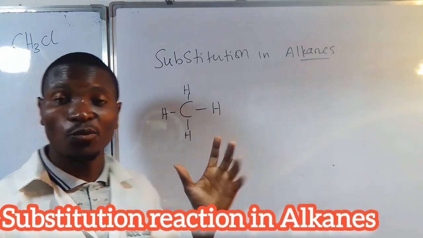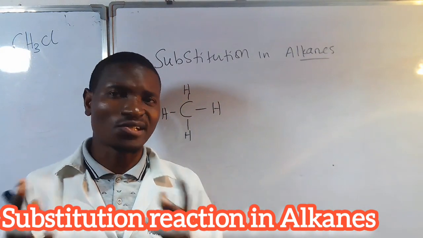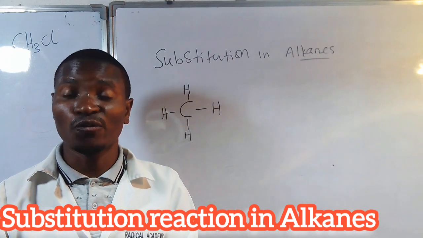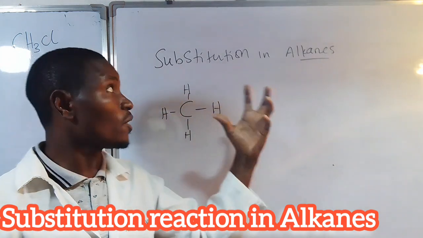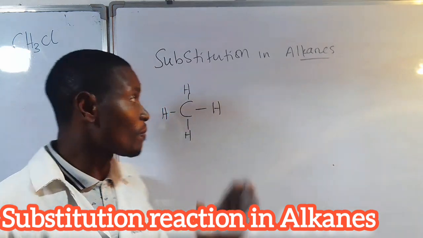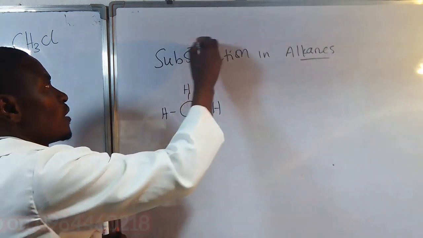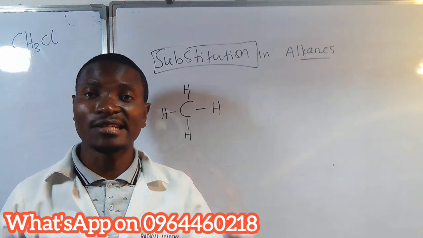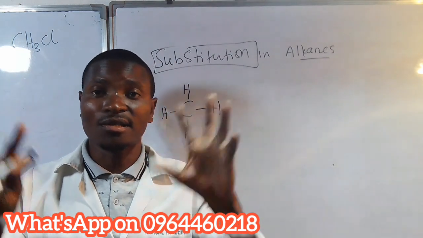So as you can see on the board, we have this structure by the name of methane. This is a simple structure, but again, you have to understand the basics and fundamentals of organic chemistry. We just want to see how this thing called substitution in alkanes happens. One of the examples that we're going to use is methane. We have to understand what we mean by substitution. Substitution is a type of reaction that happens within the alkanes as hydrocarbons.